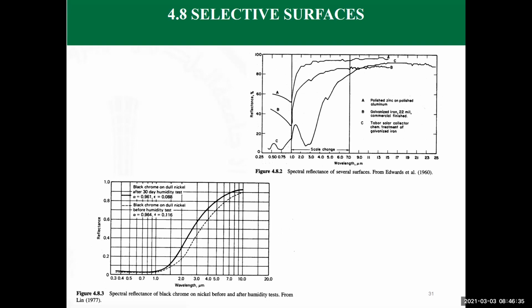Most of the kind of units that we are using, because they are cheap, for the materials or for the tubes of the solar collectors. The other figure here is again showing the reflectance of black chrome on dull nickel. So you have nickel and you're coating it with black chrome. And this is being tested in a humid or a non-humid environment or atmosphere.